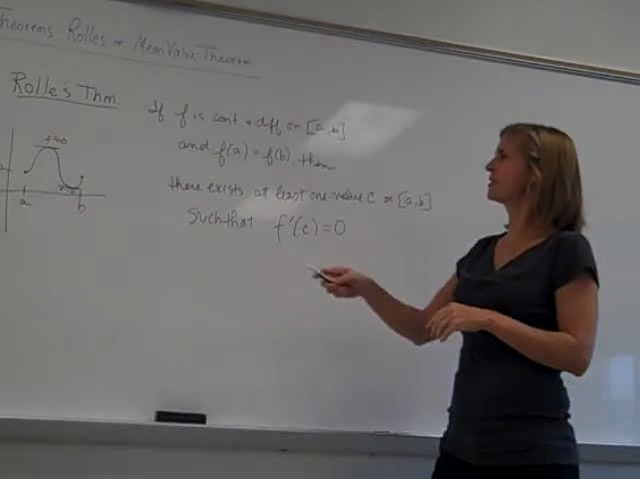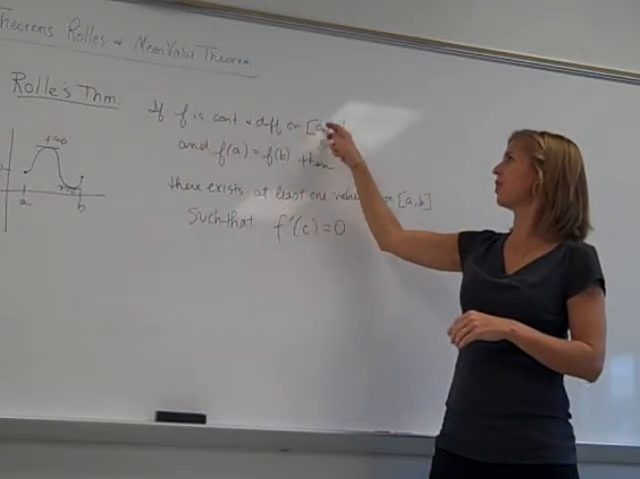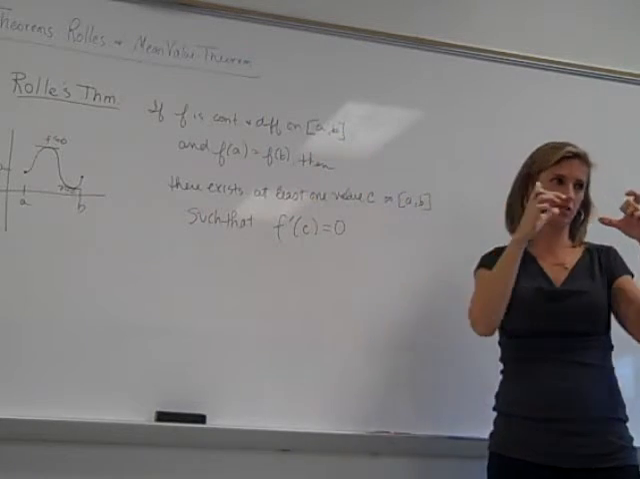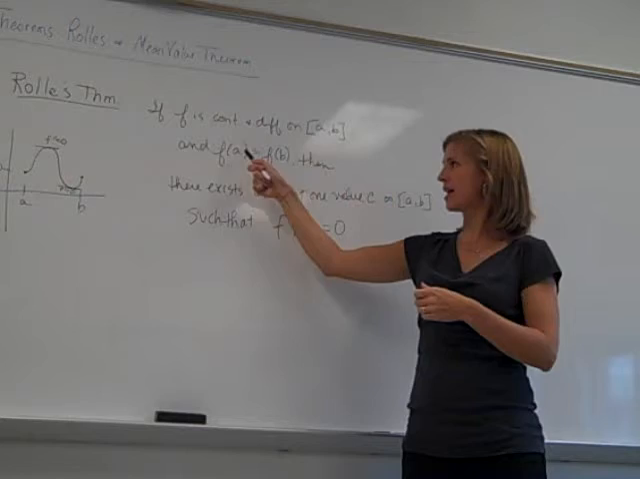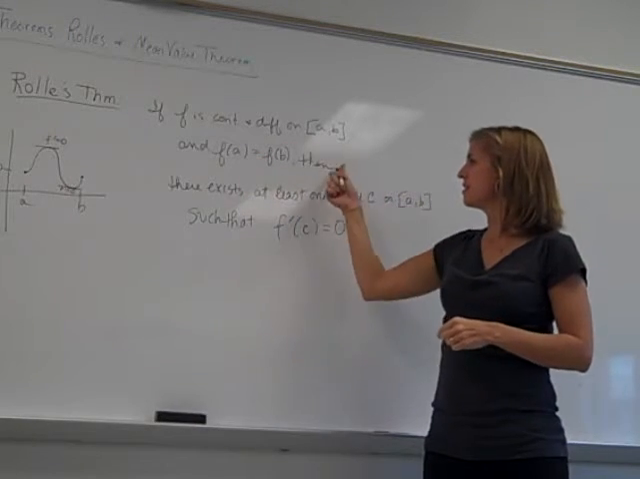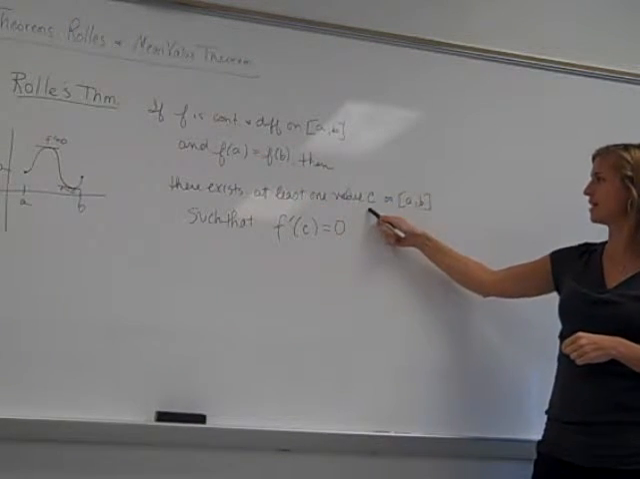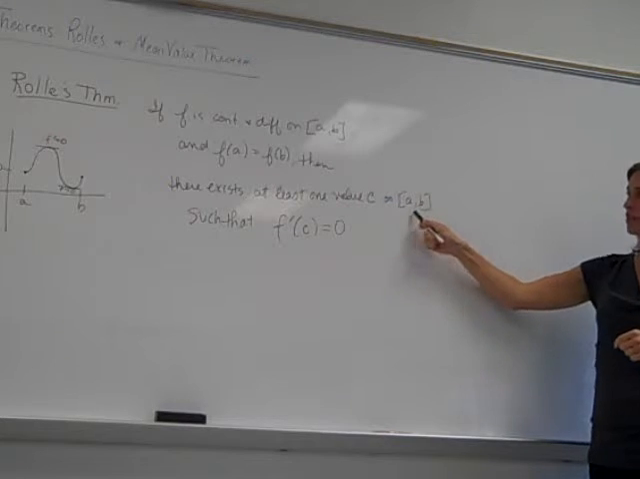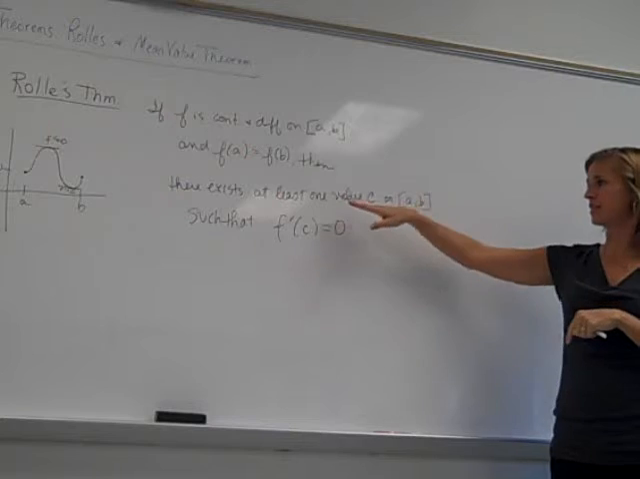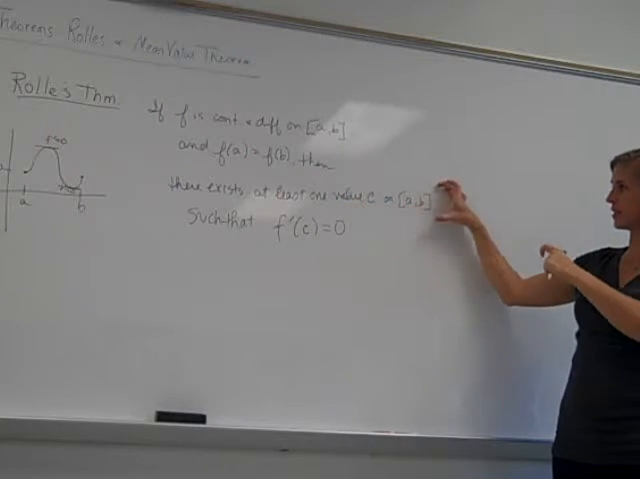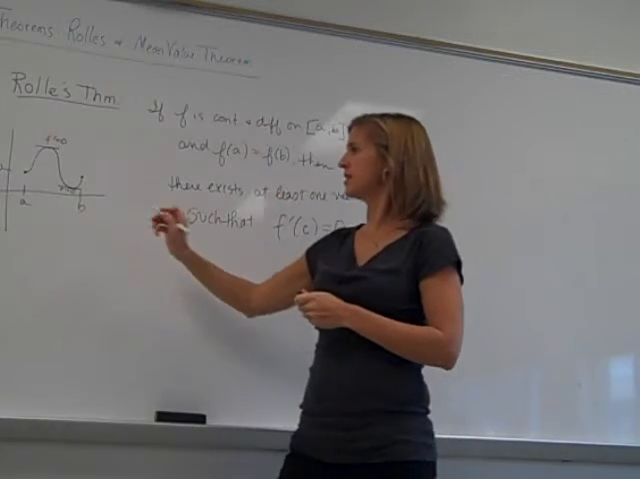So this is saying if f is continuous and differentiable on a closed interval, and it's important that it's closed, and f of a equals f of b, this is saying the y values are equal, then there exists at least one value c on AB. So what is c? It's not a point totally though, it's just an x value. So c is only an x value. So it's saying there exists at least one value c on this interval AB. So c is along here somewhere.